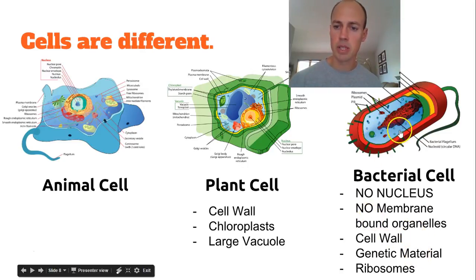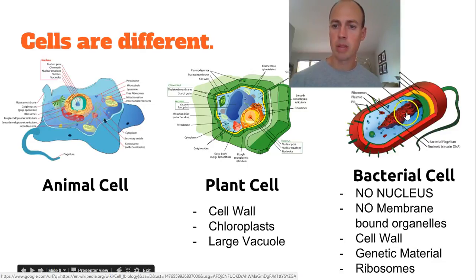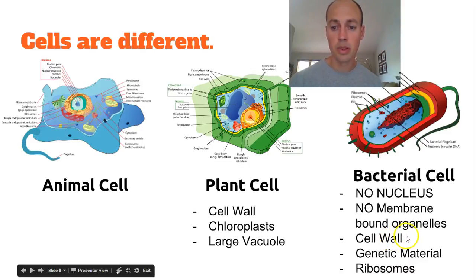They have the genetic material, and that genetic material will go a long ways toward building the proteins that it needs, and it's going to build those proteins using ribosomes. So the contents of bacterial cells are pretty simple, but they do have a cell wall, genetic material, and ribosomes.